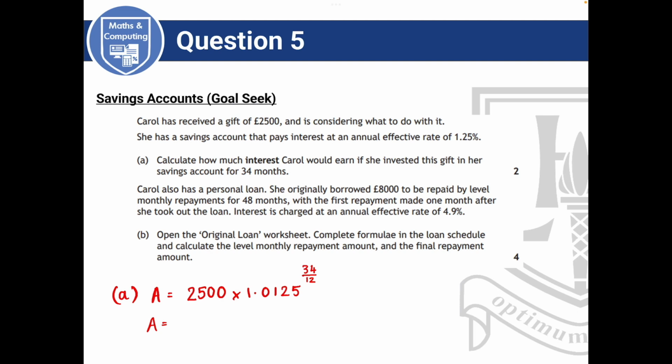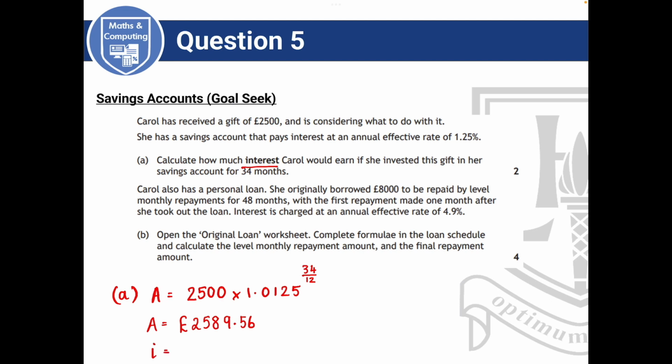We don't need to do anything else with it here other than just stick it into your calculator: 1.0125 to the power of 34 over 12. That's going to give you an answer of £2,586.56. Now, the actual question asks how much interest that is going to get.